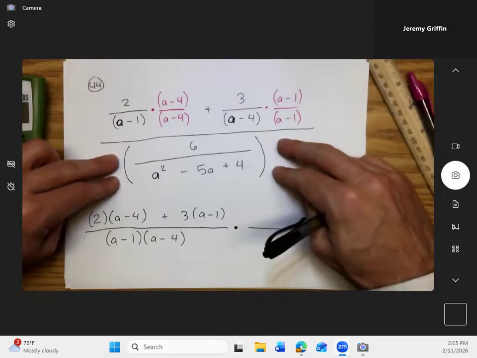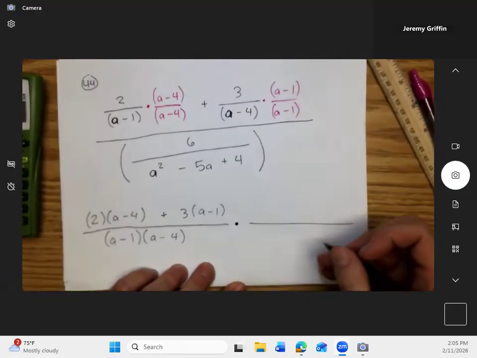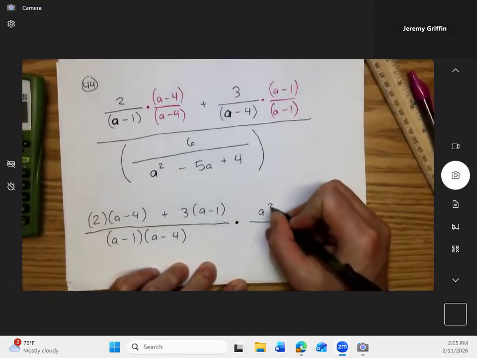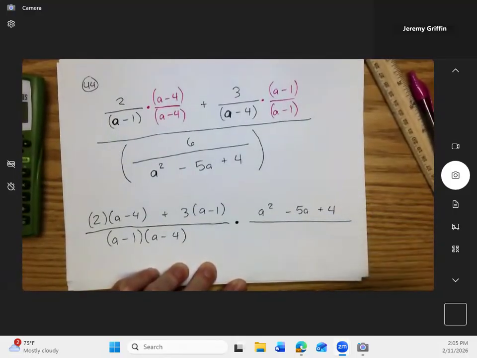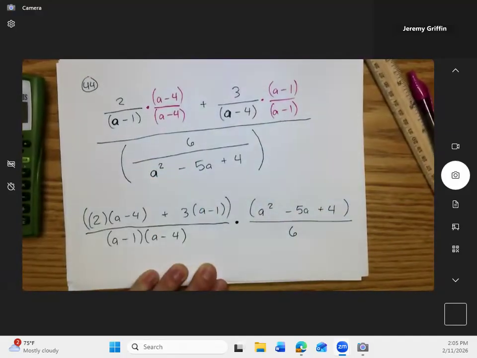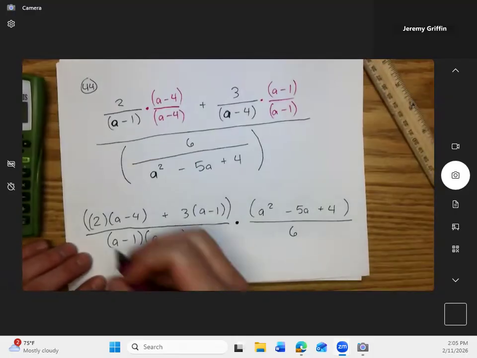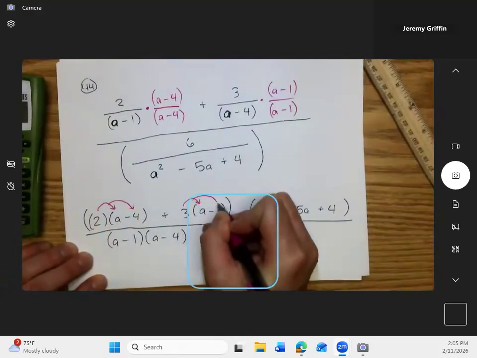You guys see, if you divide by a fraction, you can take that bottom fraction and flip and multiply it, like a reciprocal. So this will be A squared minus 5A plus 4 flips up to the top, and then divide by 6 down here. Okay, so now it looks like that. One of the next things you're gonna do is distribute this 2 and then also distribute this 3.